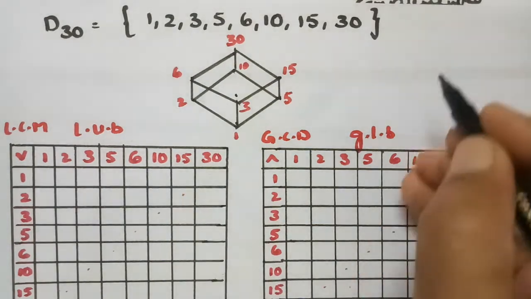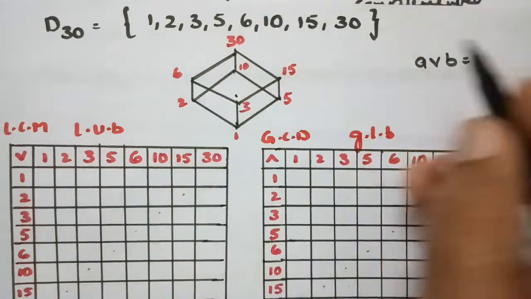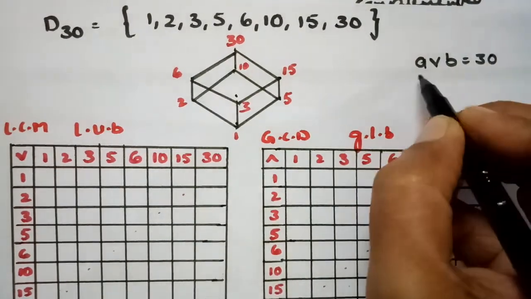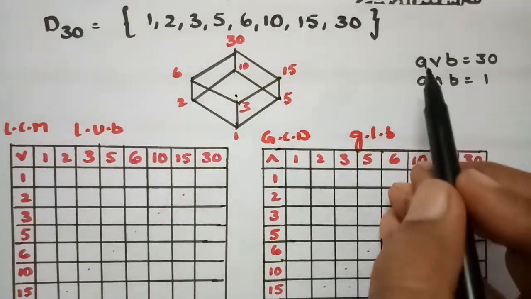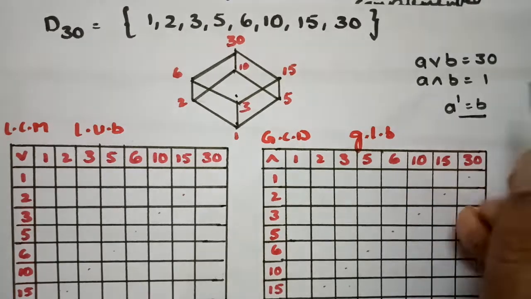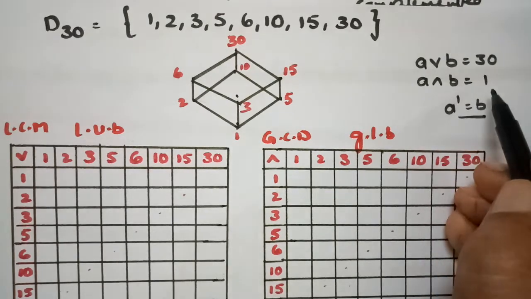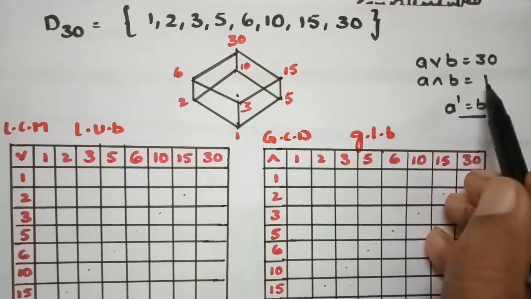So what do we have to show? If A join B is equal to 30, the greatest element, and A meet B is equal to 1, the least element, then we say that the complement of A is equal to B. So if this condition holds, according to the definition, A join B is equal to 30 and A meet B is equal to 1.